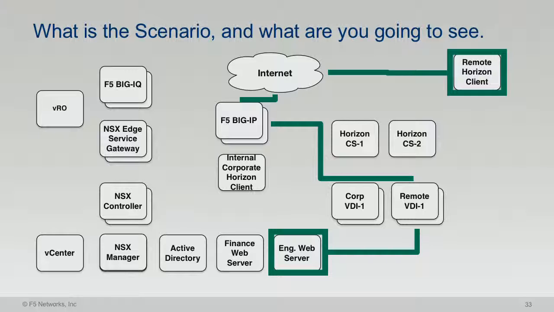They're going to connect through the internet, and the BigIP is sitting in the DMZ at this point, and we've got an interface that's on the external network, and we've got an interface that is on the internal network, one of those internal networks, VXLANs, that is connected to an edge services gateway. So it's sitting in the DMZ, and that BigIP is going to securely proxy that PCoIP traffic from that remote Horizon client into the remote desktop pool and allow them access to the engineering web server and block them from having access to everything else.